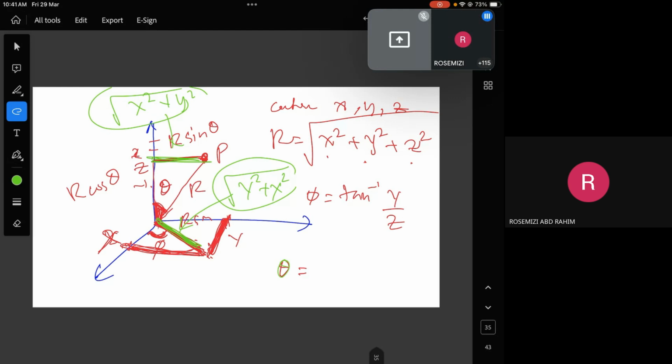Okay, theta equals this distance. This one is divided by this length. This length is equal to the square root of x square plus y square. Okay, tangent of theta is this one divided by this one, which is the square root of x square plus y square over z. Okay, this is the formula for theta, the formula for phi, the formula for r.